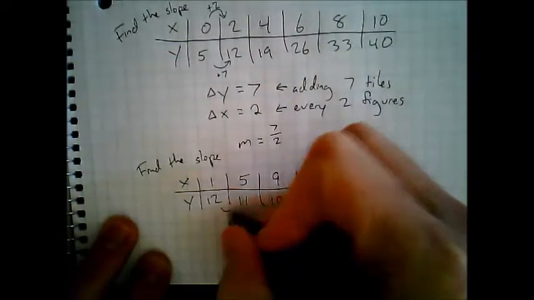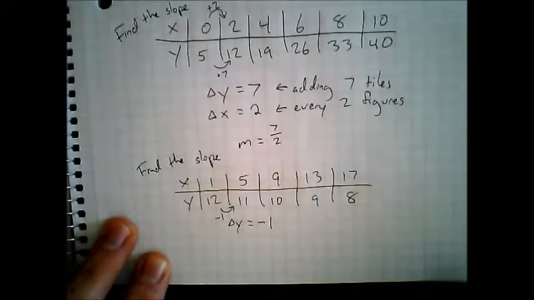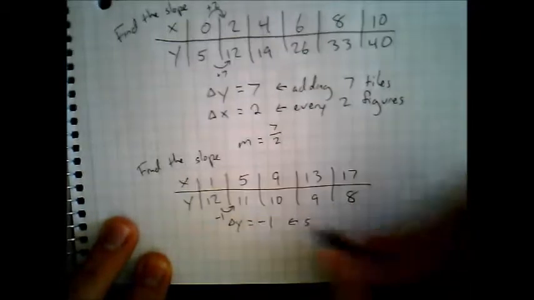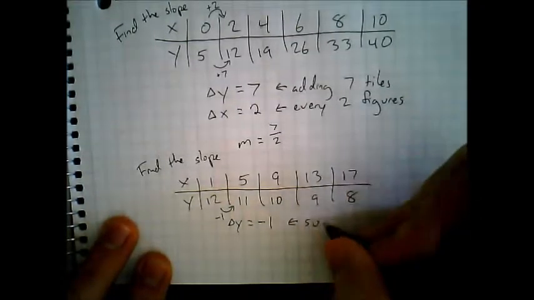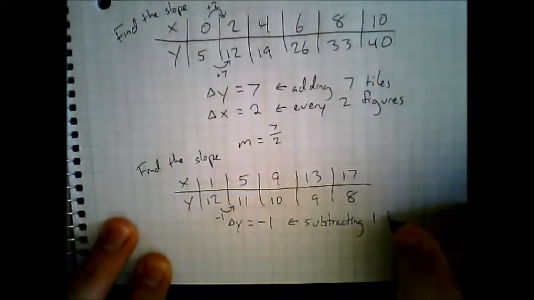From 12 to 11, we're subtracting 1 tile. From 11 to 10, we're subtracting 1 tile. From 10 to 9, we keep subtracting 1 tile. We're spending $1 or losing $1. We're subtracting 1 tile.